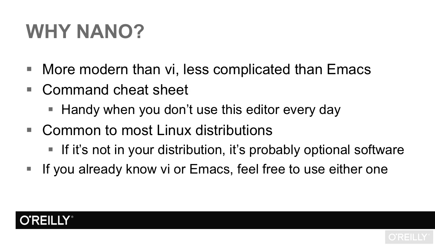Why NANO? The most traditional editor is VI. It's present in literally every Unix-like operating system I've ever encountered, but most Linux systems come with NANO. It has some important advantages. It's more modern than VI and makes use of advanced terminal controls. It's less complicated than Emacs, which is the other choice. The big advantage is that it tells you how to do the most common tasks across the bottom.